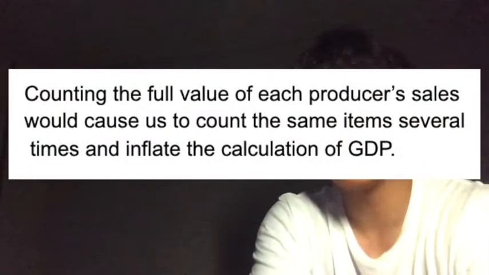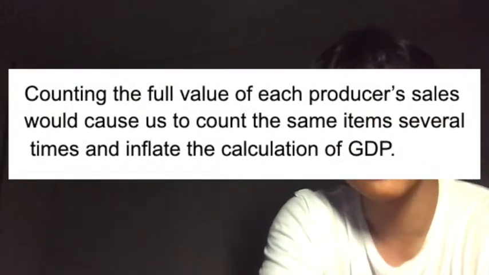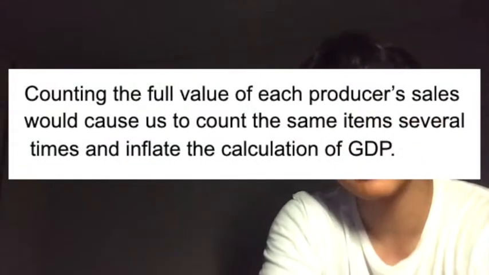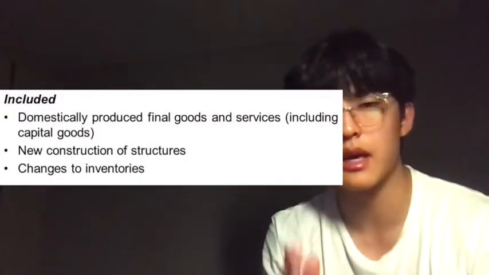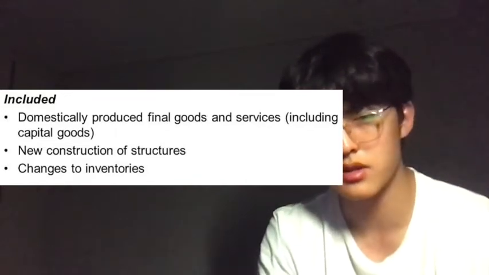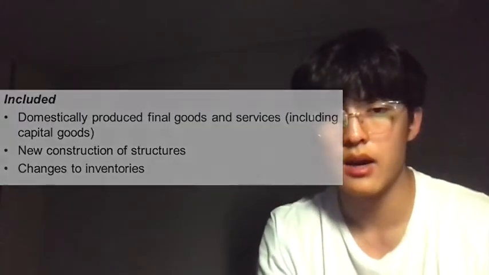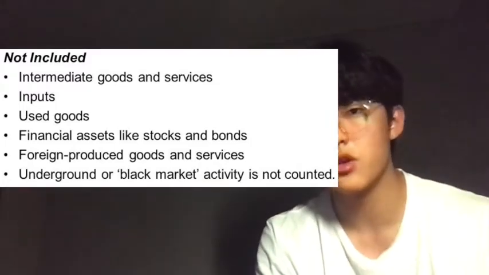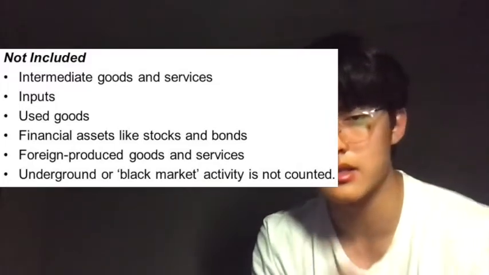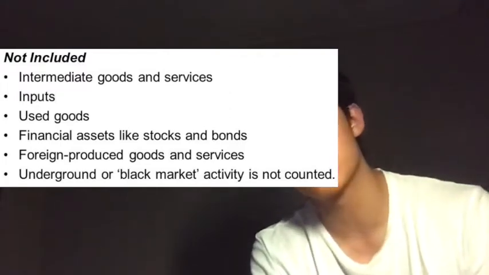Why are only final goods and services included in GDP? Because counting the full value of each producer's sales would cause us to count the same items several times and inflate the calculation of GDP. What's included in GDP are domestically produced final goods and services, including capital goods, new construction of structures, and changes to inventories. What's not included are intermediate goods and services, inputs, used goods, financial assets such as stocks and bonds, and foreign produced goods and services.